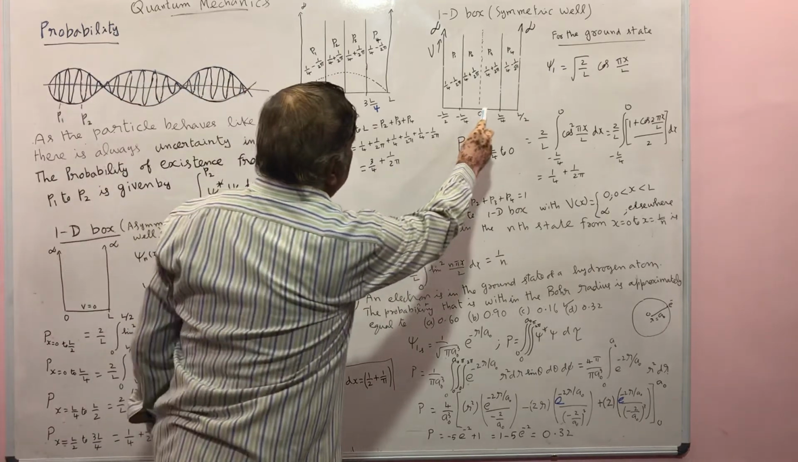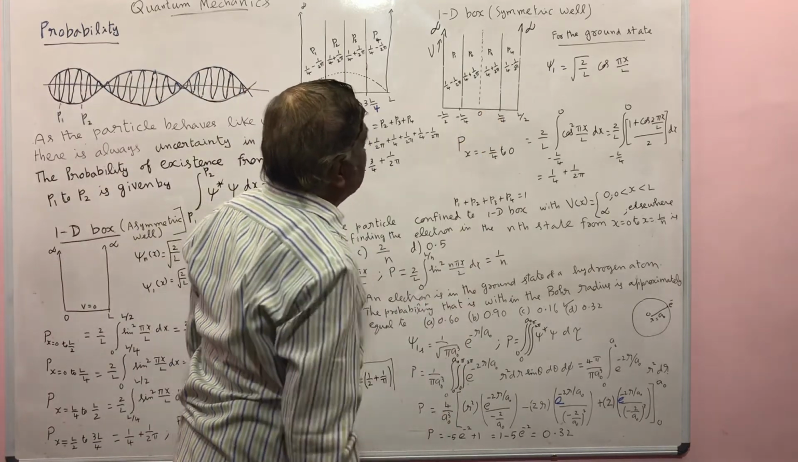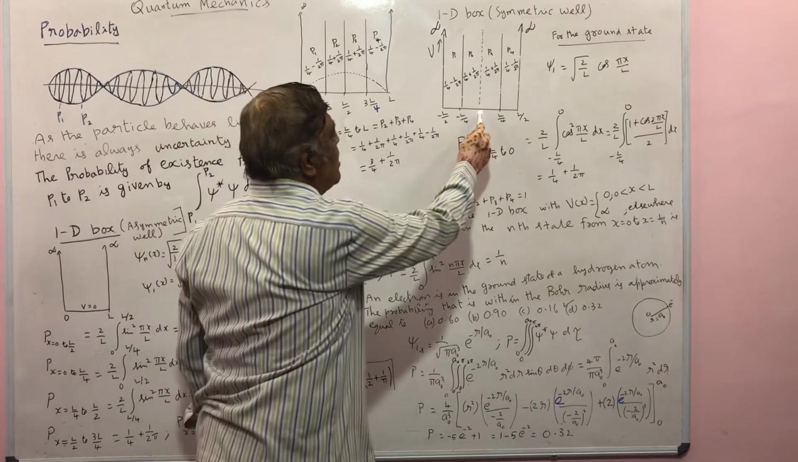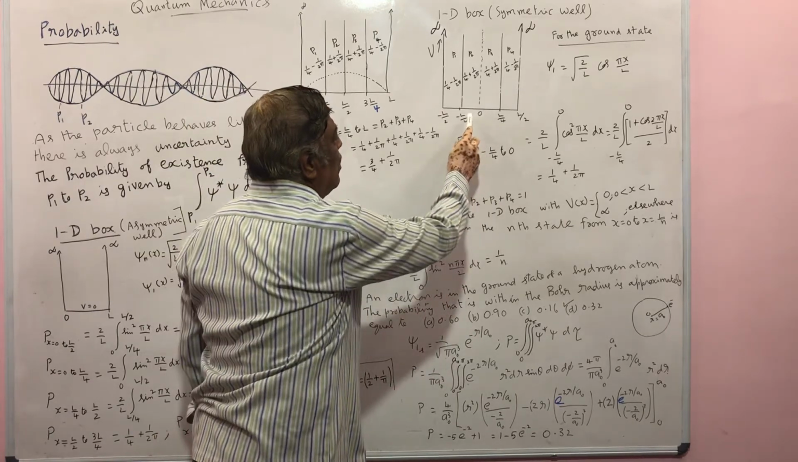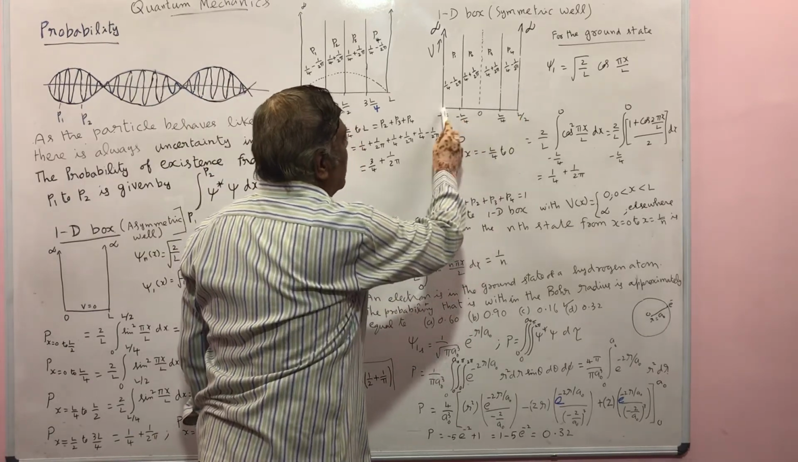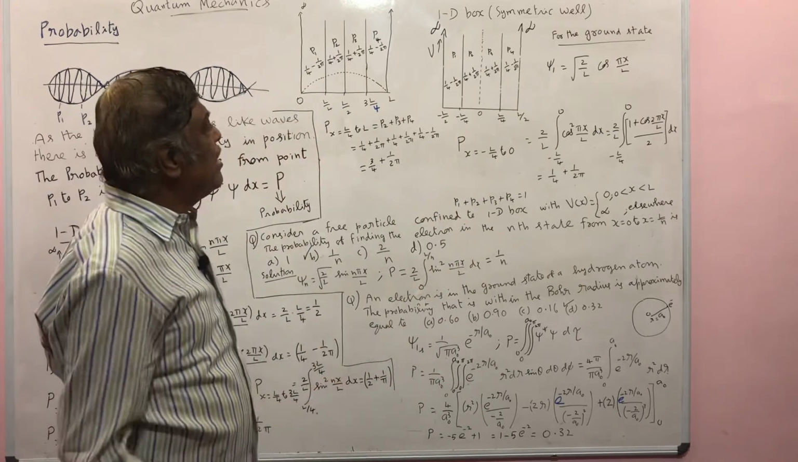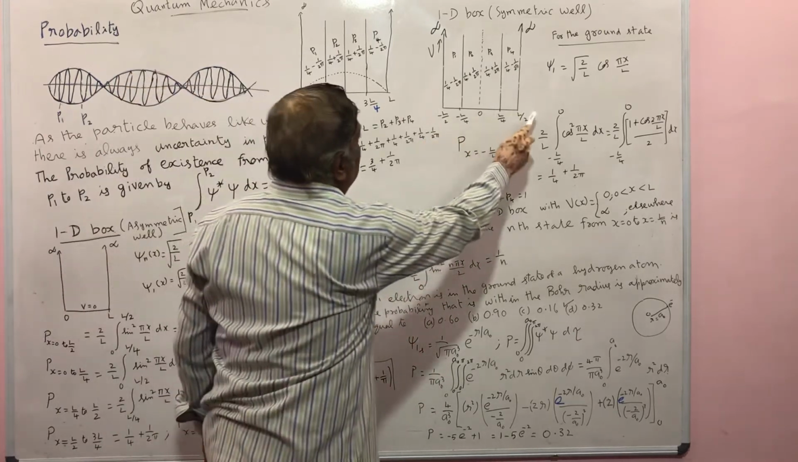Now, if you choose a well as symmetrical, the origin is at the middle of the well, 0. There is L by 2 this side and this is minus L by 2 this side. The total width of the well is again L.